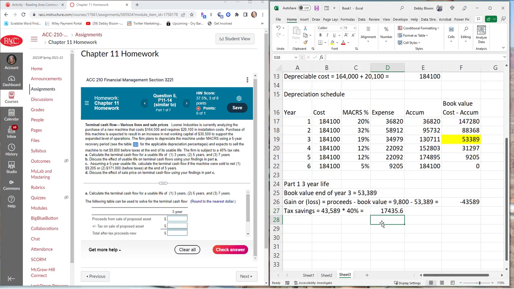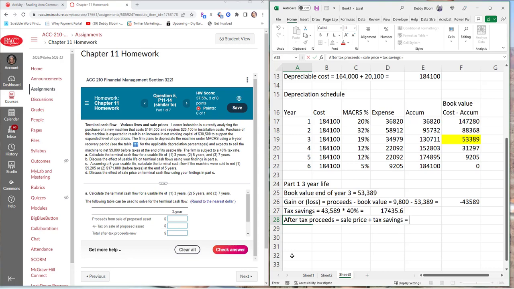Which gives us 17435.6, rounded to the nearest dollar, 17436. So now all we have to do to calculate the total after-tax proceeds is take the sale price, and because we had a loss, this time we're going to add the tax savings.